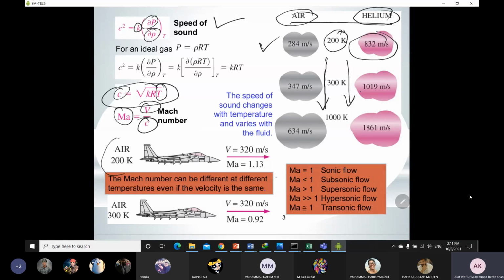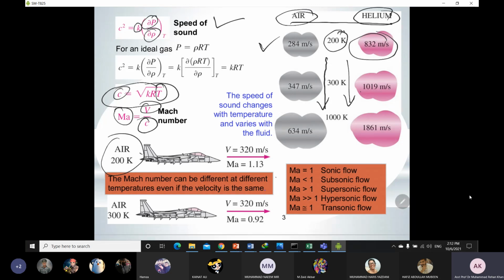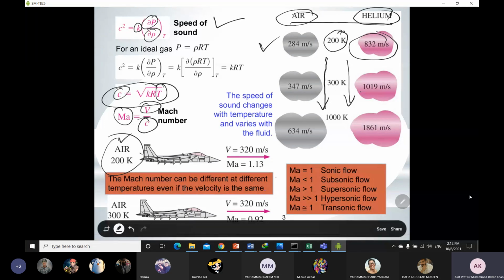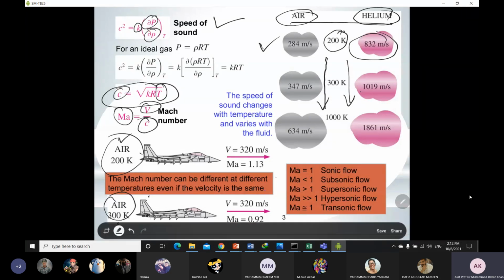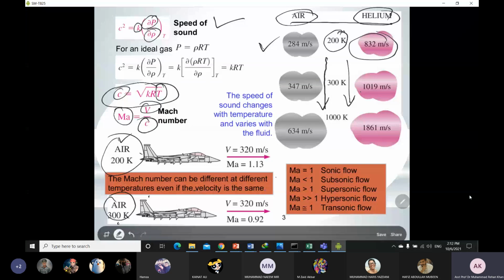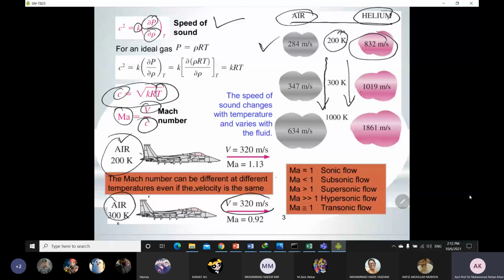And then this is another example, where an aircraft is flying at some altitude. In the first case we can say it is at the higher altitude, because if you notice, air temperature is low. So at higher altitude it means the temperature is lower. In the second case, the temperature is 300 Kelvin and the aircraft is flying at the lower altitude in comparison to the above case, and the speed of the aircraft is the same, 320 meter per second, for both of the cases.